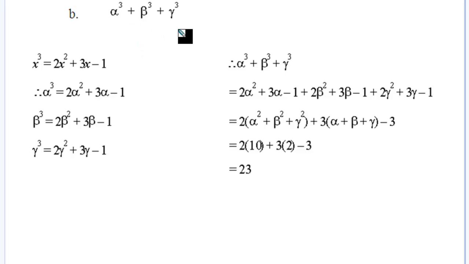Alpha cubed plus beta cubed plus gamma cubed. Then we're looking at a little technique here to do this one. So if we have a look here, take our polynomial that we've got. We know it's going to be equal to 0.